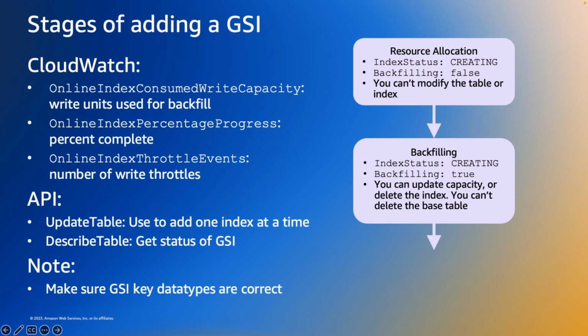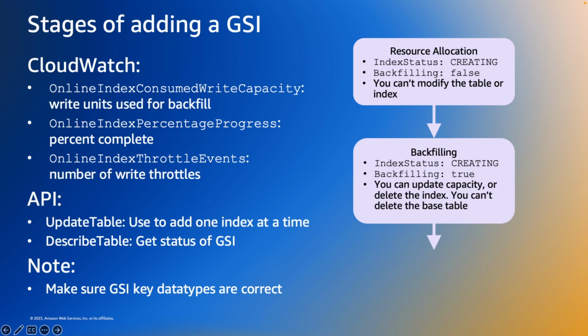Now, one of the most common reasons why customers delete the index at this time is they chose the wrong data types for the GSI. So they will think that their attribute was a number when in fact it was a string. And so the GSI creation during the backfill process will look for items, and if they don't have the correct data type, you'll get an error or it won't be replicated over.